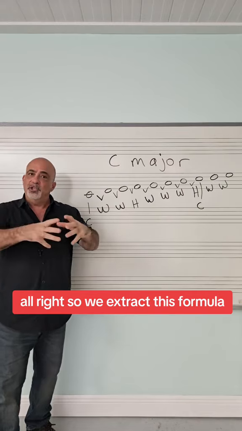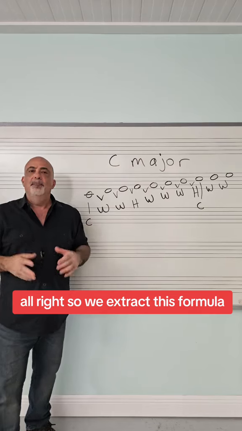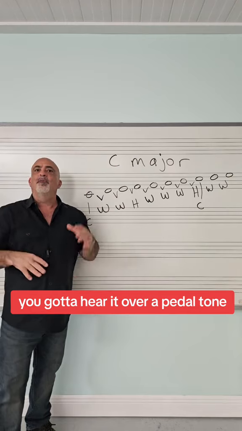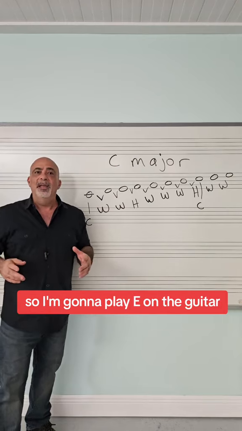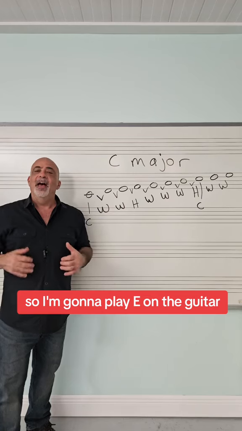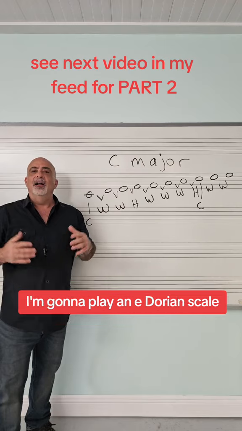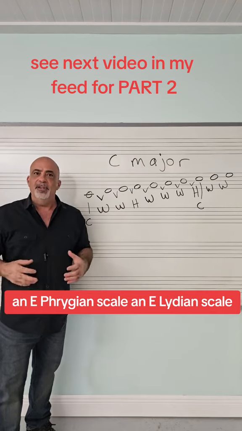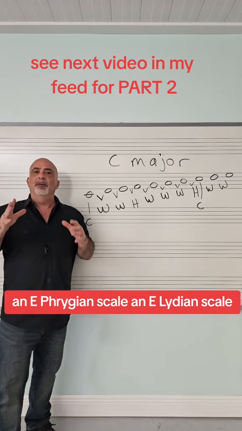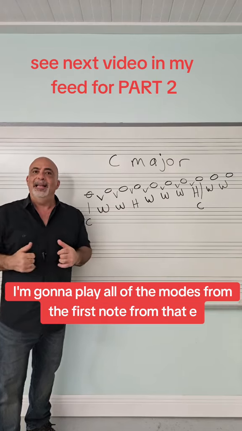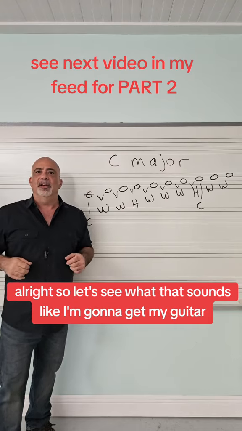All right, so we extract this formula. But in order to really understand this, you've got to hear it over a pedal tone. So I'm going to play E on the guitar, and then I'm going to play an E major scale, an E Dorian scale, an E Phrygian scale, an E Lydian scale. I'm going to play all of the modes from that first note, from that E. All right, so let's see what that sounds like. I'm going to get my guitar.